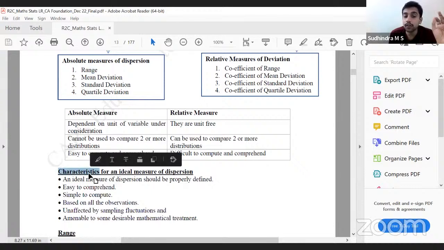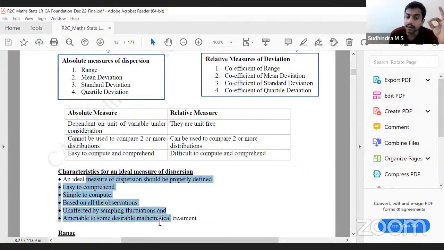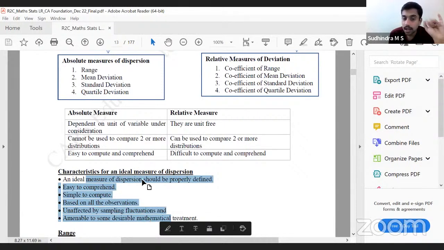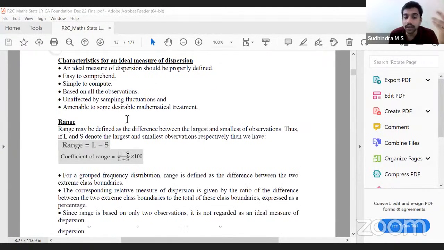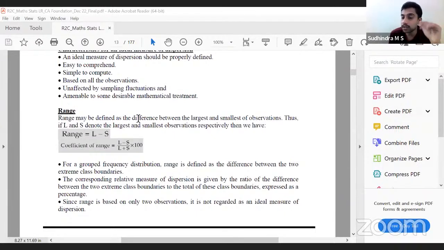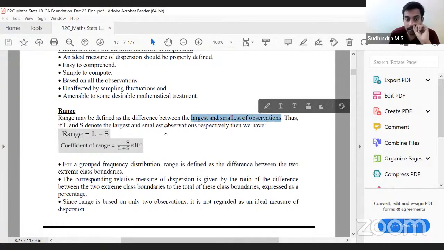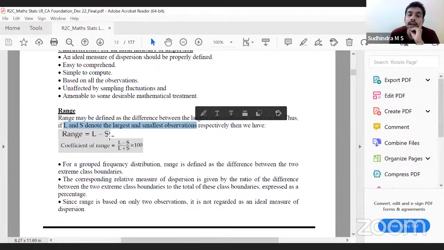What are the characteristics of an ideal measure of dispersion? The same 6 characteristics that we have discussed in case of central tendency, right? It should be properly defined, easy to comprehend and compute, based on all observations, unaffected by sampling fluctuation, and amenable to some desirable mathematical treatments. Then, the first measure that we have is range. We have already discussed this. Maximum value, minimum value, difference. The difference between the largest and smallest of the observations. Thus L and S denote largest and smallest. So range is L minus S. Coefficient of range is L minus S divided by L plus S, into 100.